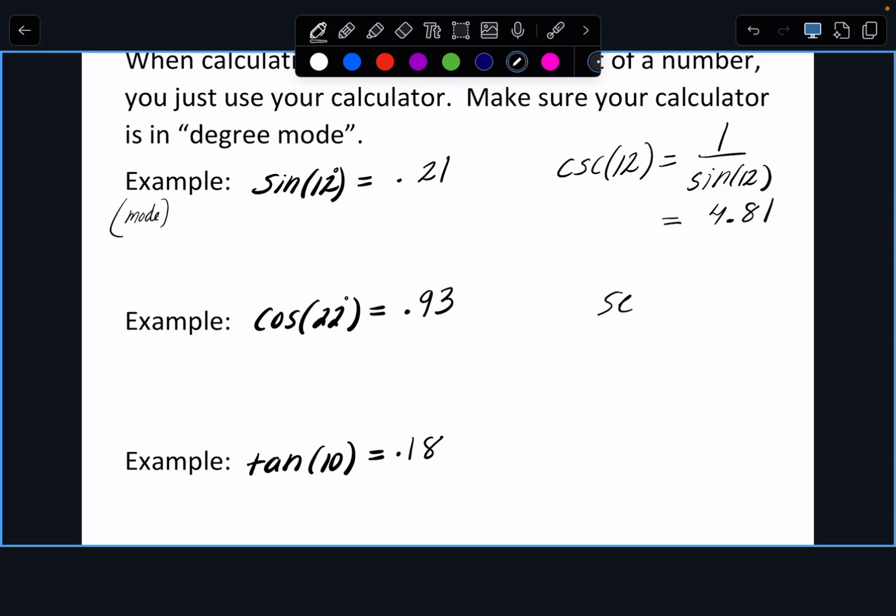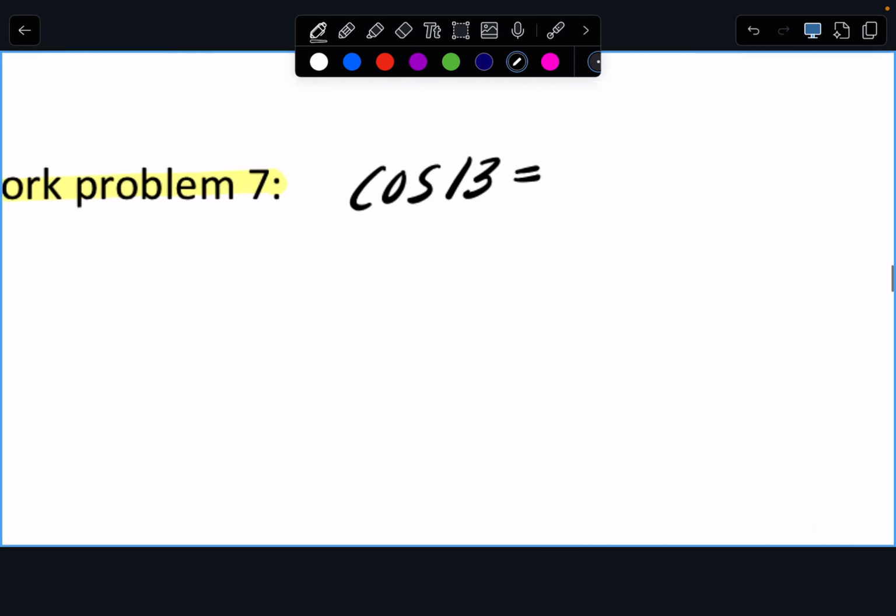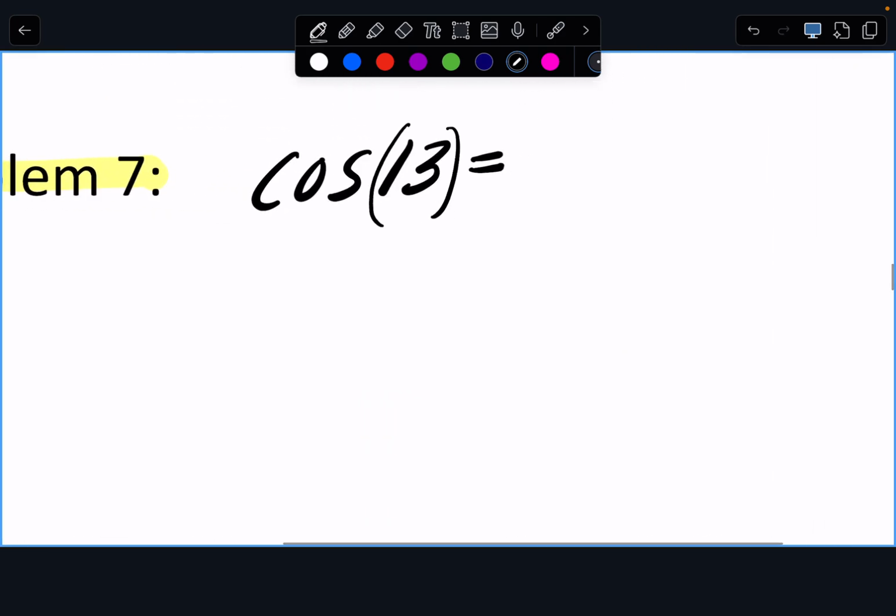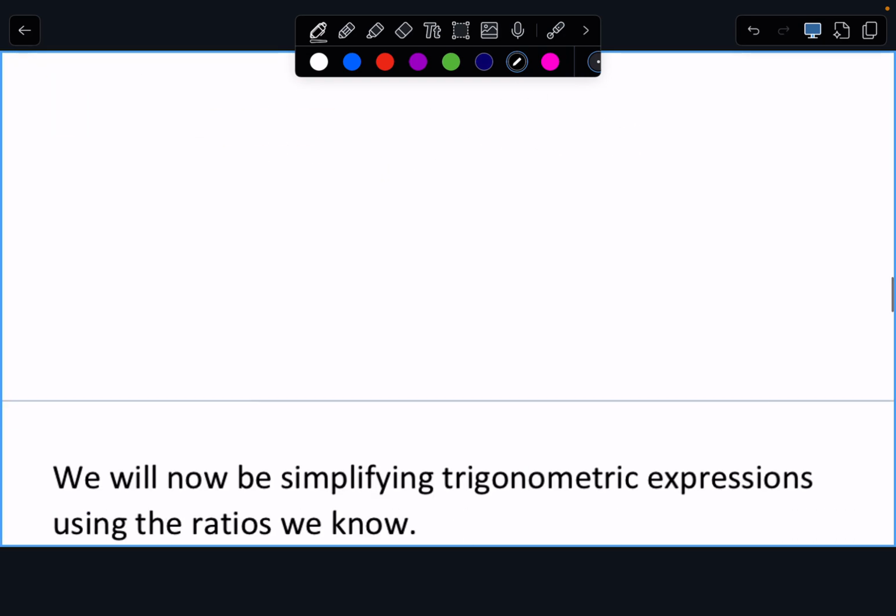So if they said secant of 22, what would you type into your calculator? 1 over cosine of 22. 1 divided by cosine of 22. There's a difference between inverse and reciprocal. Okay, so I think we get the picture with that. So this is homework problem number 7. It says cosine of 13. I don't even know why that's that easy. It's 0.97. Okay. All right, cool.